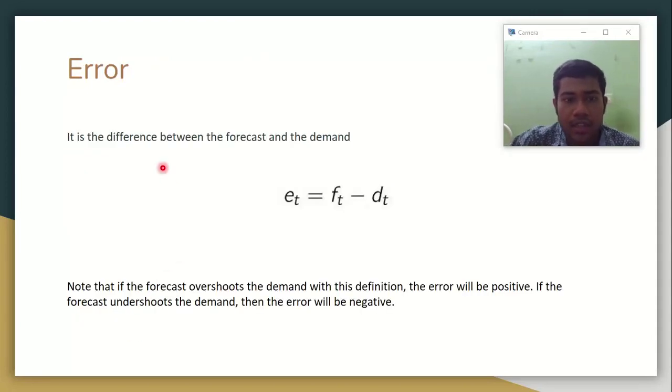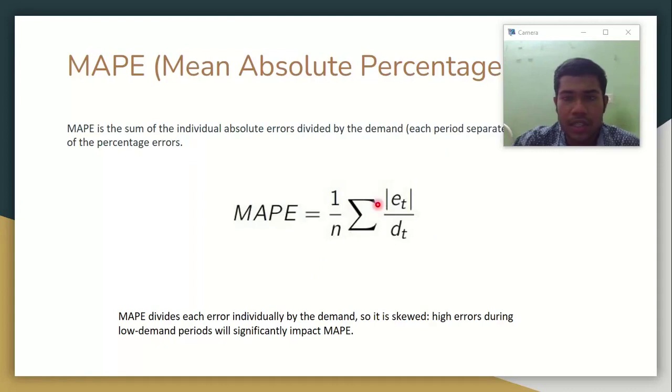So error. As the name suggests, error is basically the difference between the forecast and the demand, which is FT minus DT. One thing to note over here is that if the forecast overshoots the demand, based on this definition of error, the error will be positive. If the forecast undershoots the demand, the error will be negative basically. So this is how the error is defined.